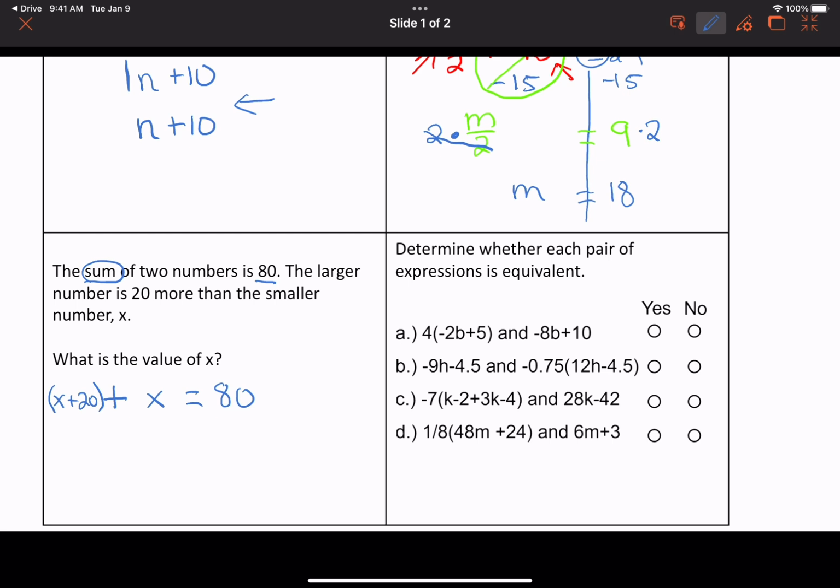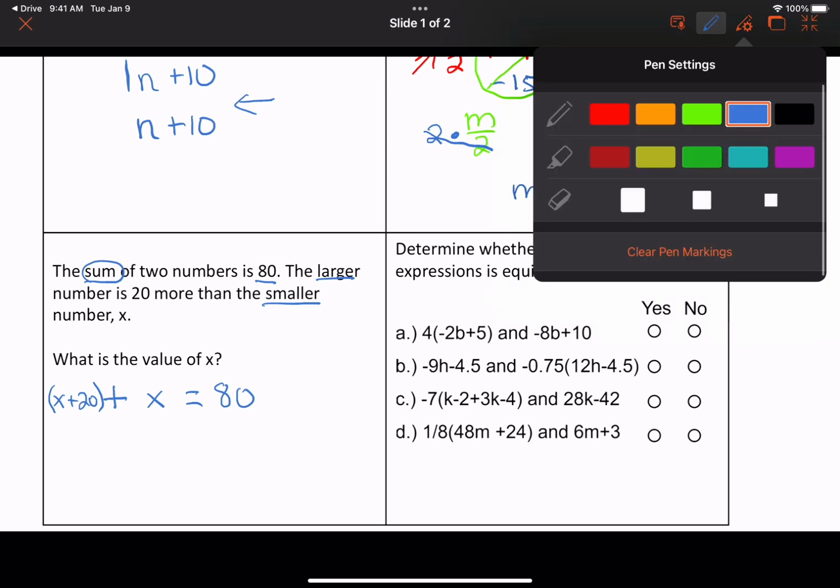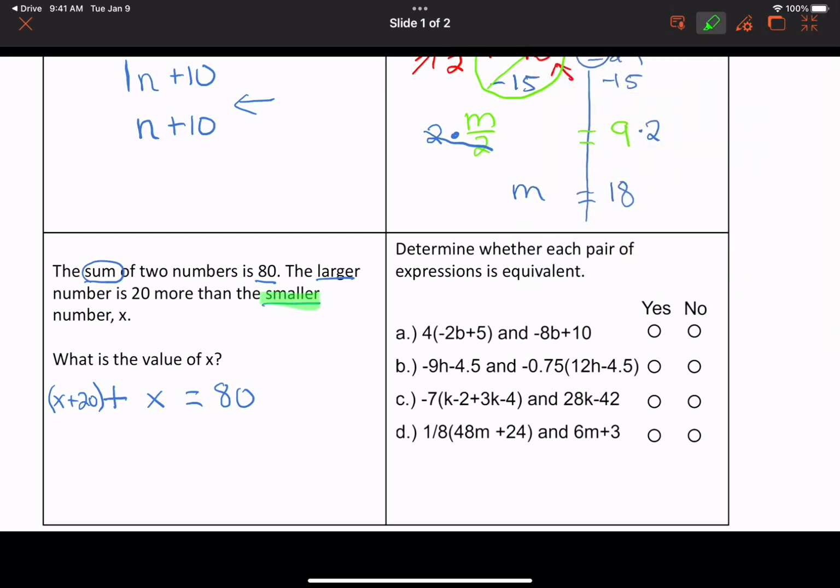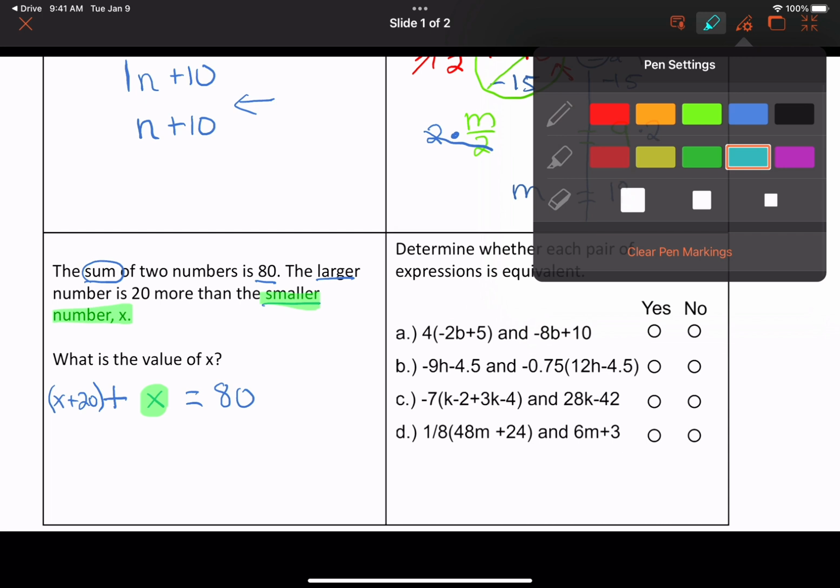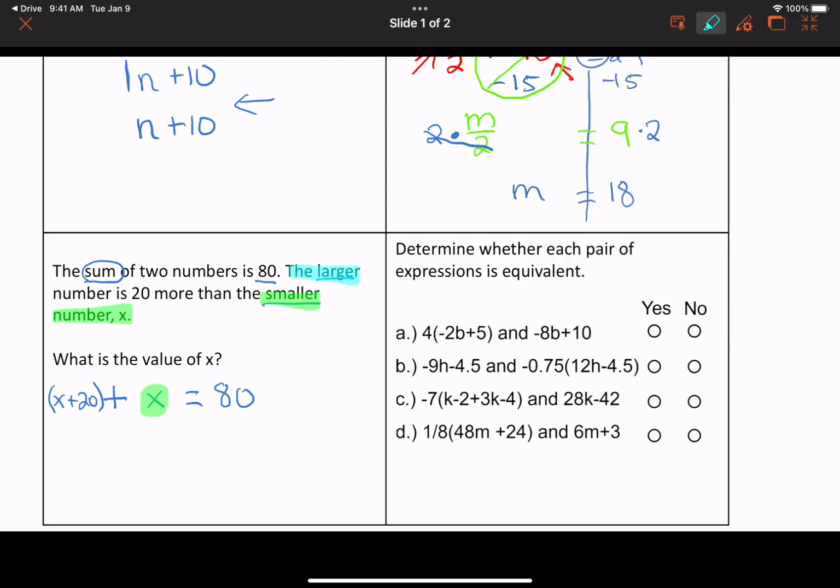Okay, so the two numbers that we're dealing with, a larger and a smaller number. The smaller number is x, which we'll highlight here. Our smaller number is x. Our larger number is 20 more than that smaller number. Since the smaller number is x, this term represents 20 more than that.